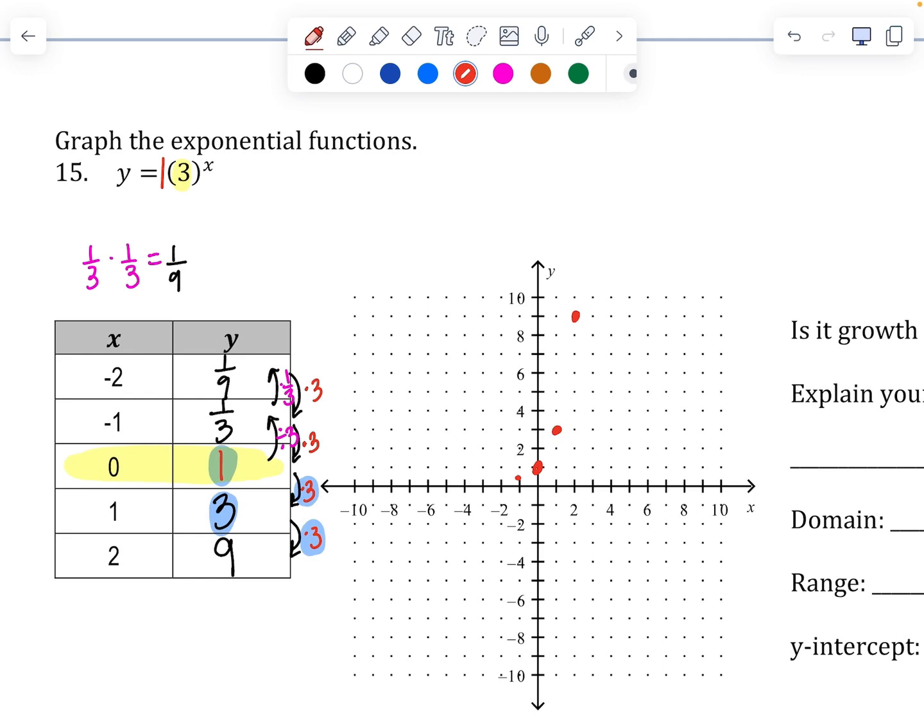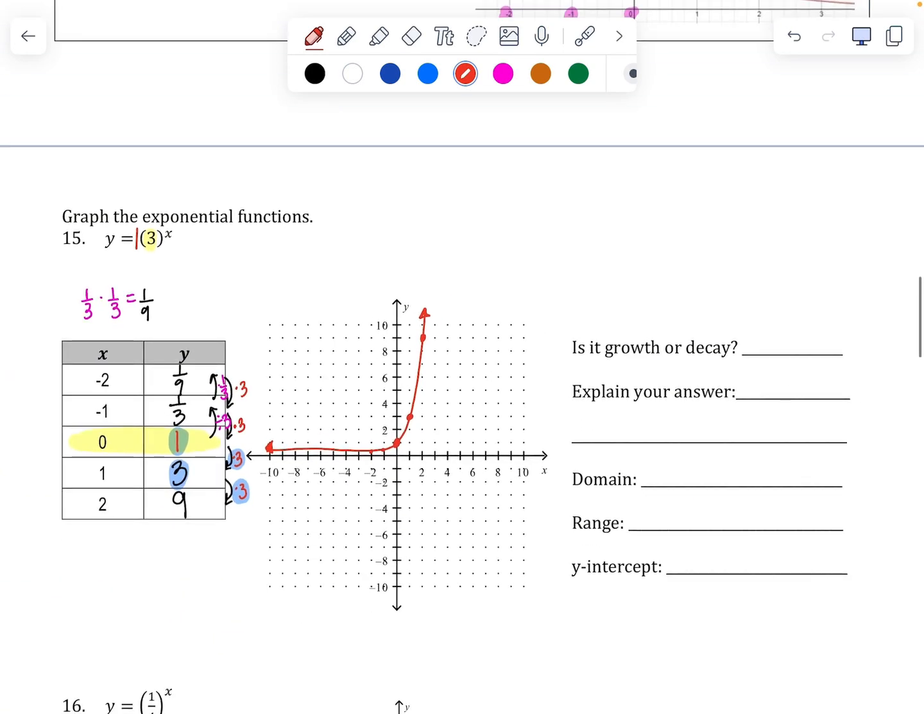And now eyeball the other ones. -1, up 1/3, and -2, up 1/9. Kind of just eyeball it and then connect these points. And you know that it's exponential, so you're going to go ahead and draw a curvy looking graph. So you start with your roller coaster on the left and you go to the right. Is this exponential growth or decay? Growth. And the reason is, just by looking at the equation, you are multiplying by a whole number. That's how you know it's growth.